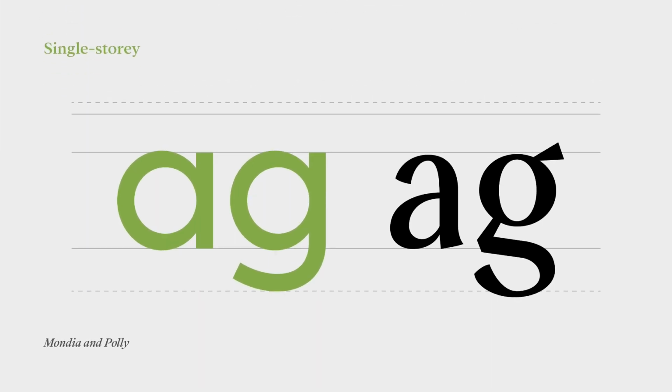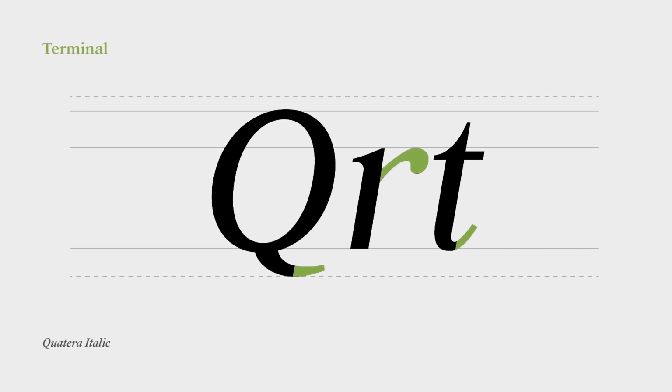S is for single-storey. A single-storey character appears in lowercase a and g. In some styles, these two characters can have a single counter as opposed to their double-story type, which have two counters.